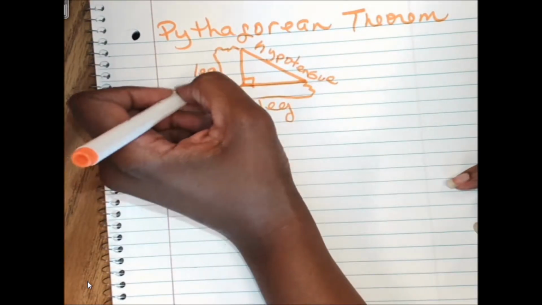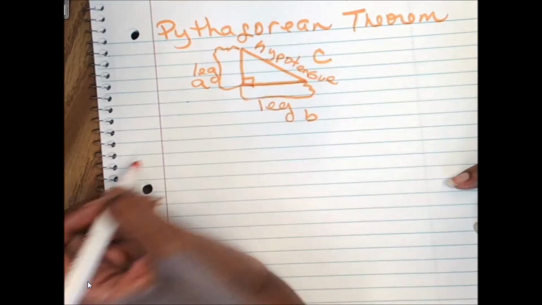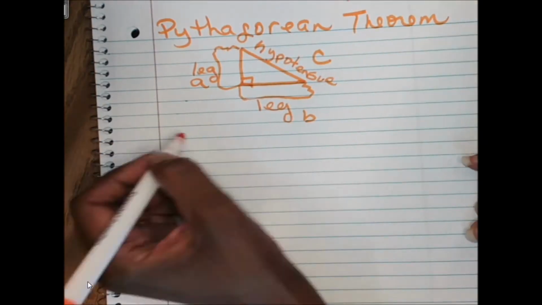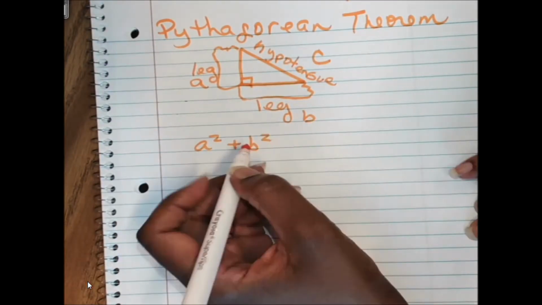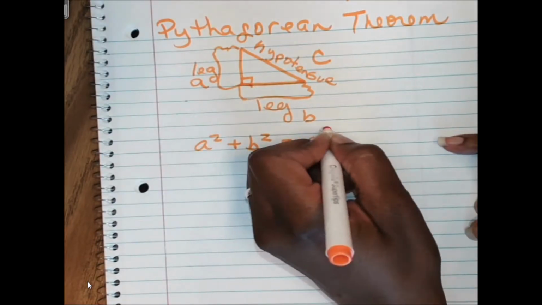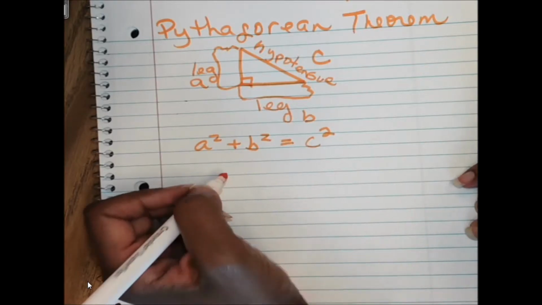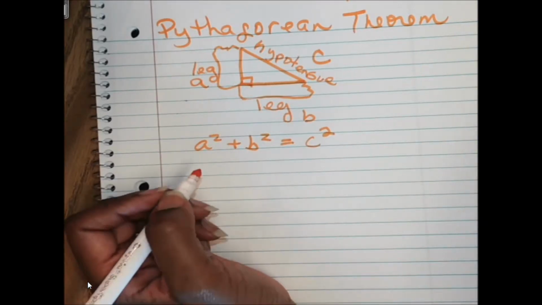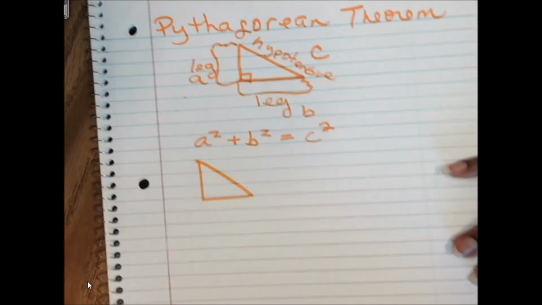The legs are represented with the variables A and B. The hypotenuse is represented with the letter C. The theorem says that to find the missing side of a right triangle, you use A squared plus B squared equals C squared. The steps for using the Pythagorean theorem are on the blue wall, but here is an example. We're going to do two problems.